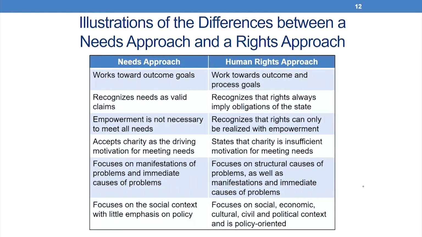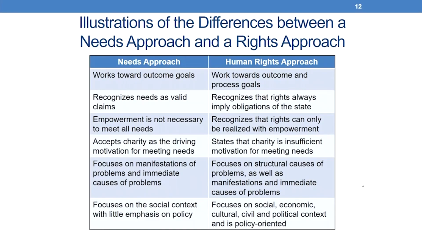Needs approach recognizes needs as valid claims, whereas human rights approach recognizes that rights always imply obligations of the state. So, when someone says that I am poor and I need to have access to incomes, it is said to be a very valid claim, because people need to have access to incomes to be able to access other necessities of life or the comforts of life. These comforts of life can be provided by the state, by the market.